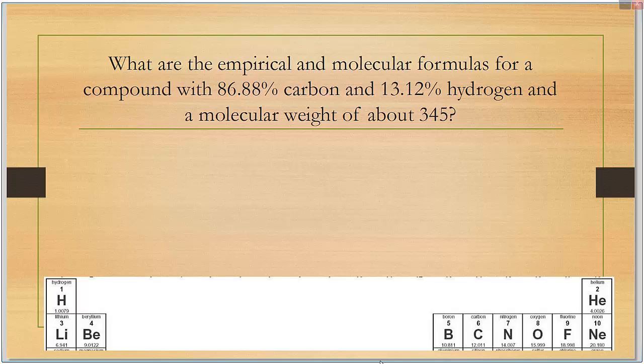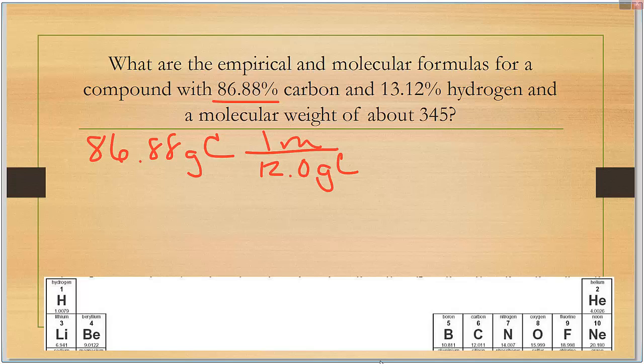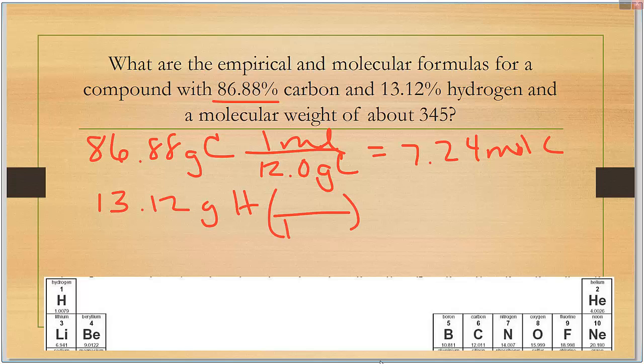So we have carbon and hydrogen. We have 86.88% carbon. That comes out to 86.88 grams of carbon. So 12.01 grams of carbon, 1 mole. That comes to 7.24 moles. Then we have 13.12 grams of hydrogen. 1.0 grams in 1 mole. That comes out to be 13.12 moles hydrogen.